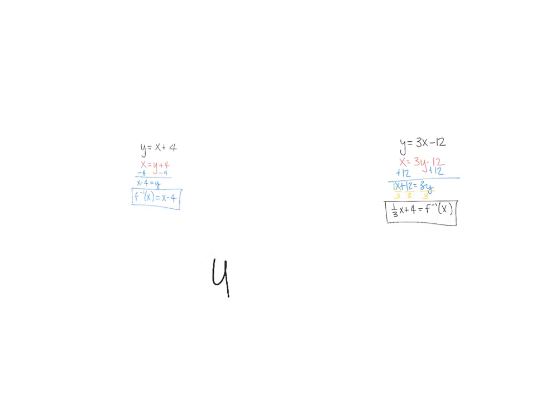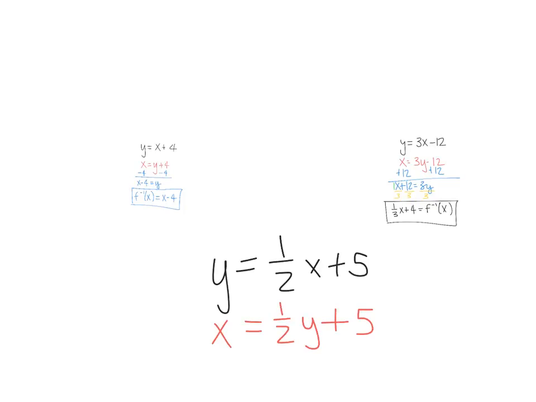So our next problem is y equals 1/2 x plus 5. So if I'm going to find the inverse, what do I need to do first? I need to rewrite it so that I'm going to flip my x's and y's, so I get x equals 1/2 y plus 5. That's the very first thing because we can't resolve this until we've got y in there.